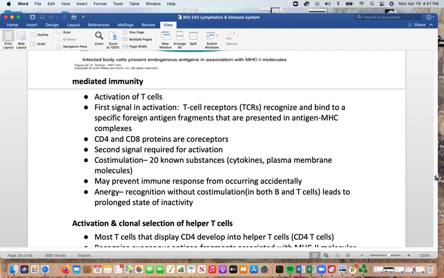The idea is to prevent an immune response from occurring accidentally. With anergy, you've got recognition without co-stimulation. This can happen in both B and T cells, and this can lead to a prolonged state of inactivity.